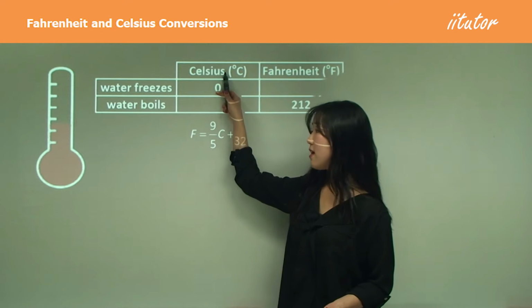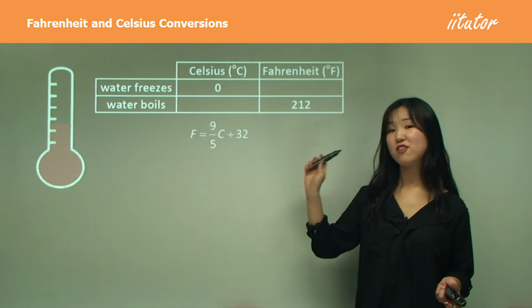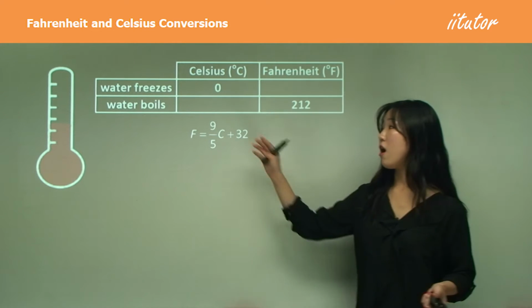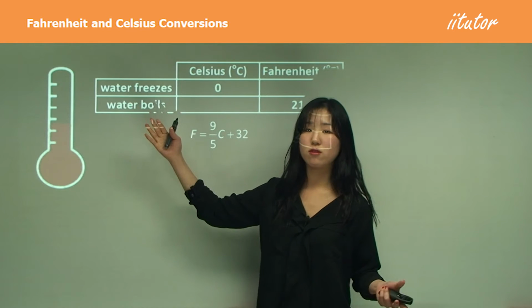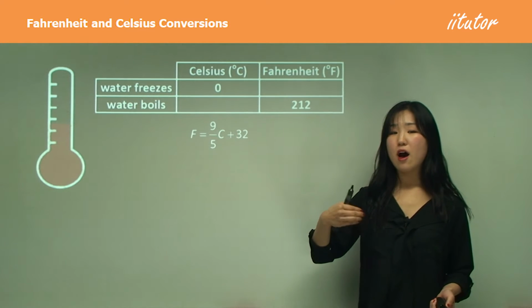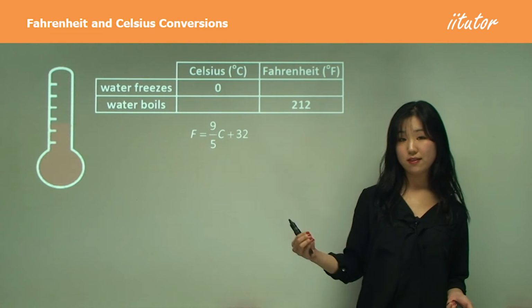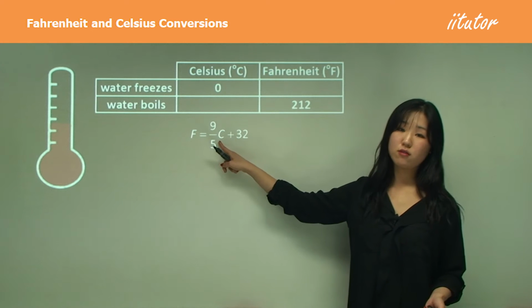Say for example, see how this one is 0 degrees Celsius? That's when water freezes. I'm not sure if you're all scientists, but you should know that 0 degrees Celsius is when water freezes. At 0 degrees Celsius, the water is completely frozen. So if I want to know how many degrees Fahrenheit that is, we have to use this formula.